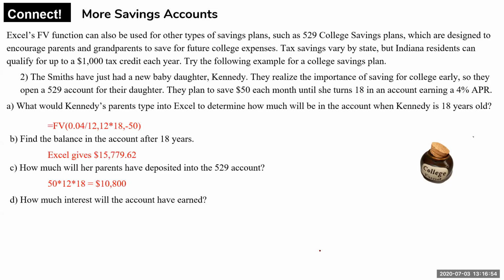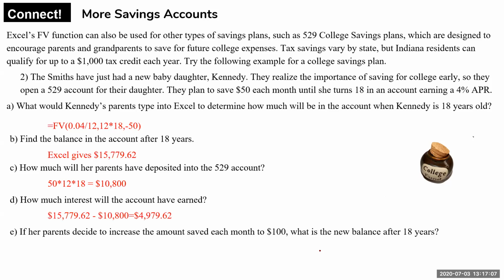So you subtract their total contributions from what Excel gives you, right? And that gives you an interest of 4979.62. Okay, now if her parents decide to increase the amount saved each month to 100, we want to know the balance at the end of the 18 years, and Excel will do that for you as well. And that is it. Okay, nice.